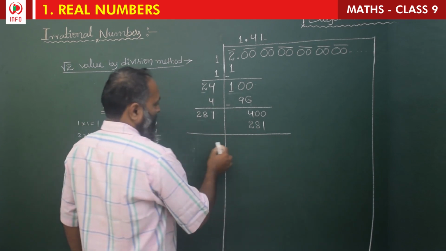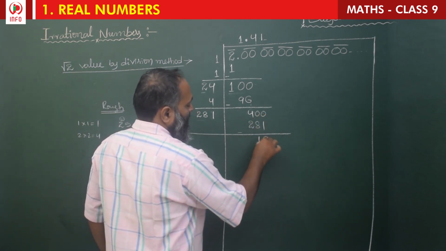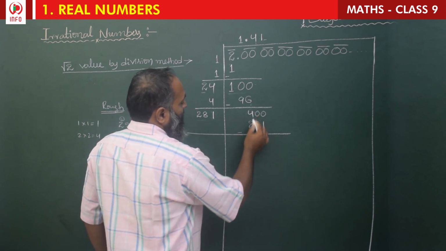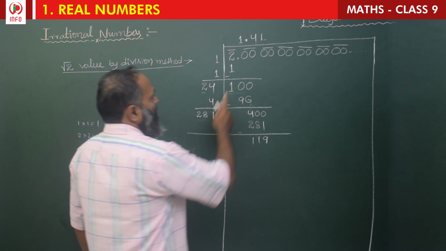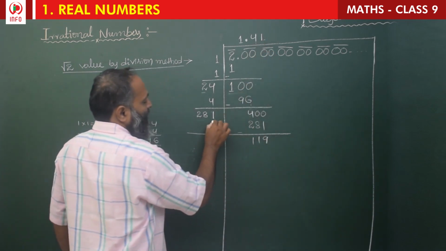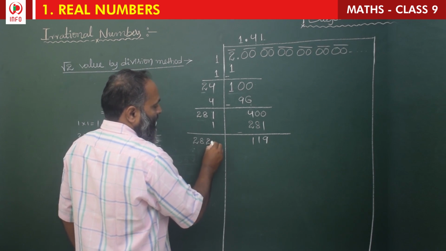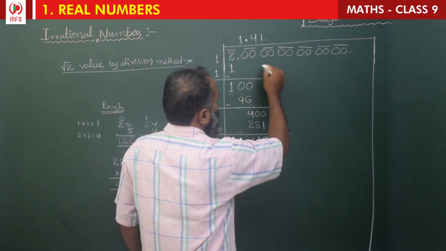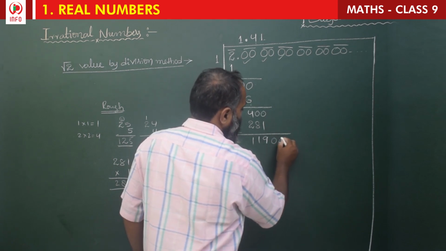Now again subtract. So here you will get 1, and 3 minus 2 is 1, 119. On each and every step, whatever coefficient we get, that we should add. So that is 1, 282. So then after that, the next pair. This pair is over, so the next pair we should take, that is 2 zeros.